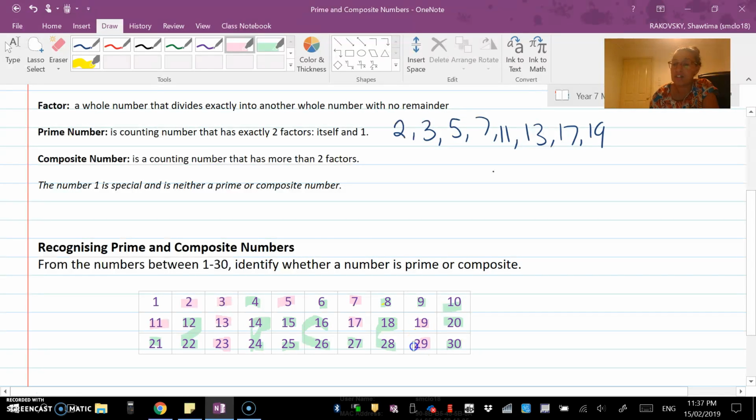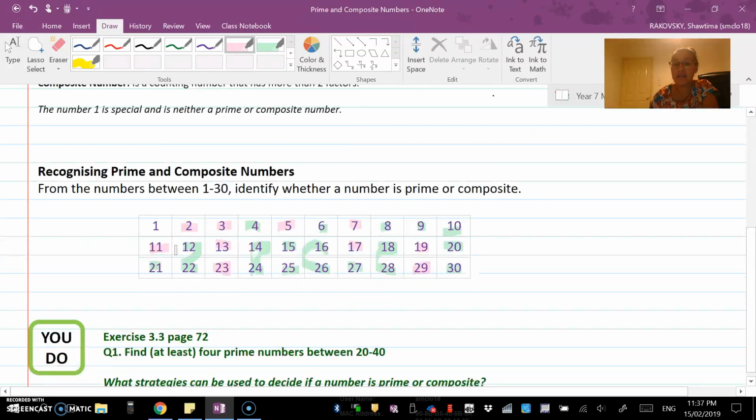And that also comes down to knowing your number facts or your times tables. If you're comfortable with your times tables, you're most likely going to be able to recognize when something is a prime number because you don't know the number facts for it. So that's generally how we can recognize prime and composite numbers.